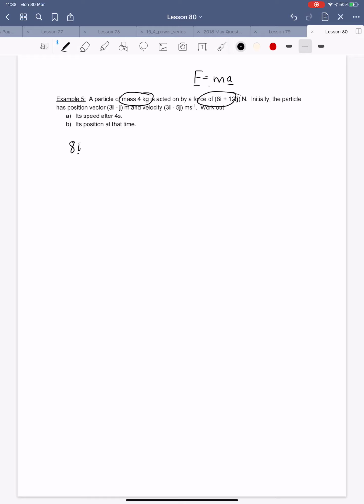So 8i plus 12tj is mass, which is 4, times acceleration. So therefore acceleration is 2i plus 3tj. Okay, so initially it has position vector 3i minus j and velocity 3i minus 5j.